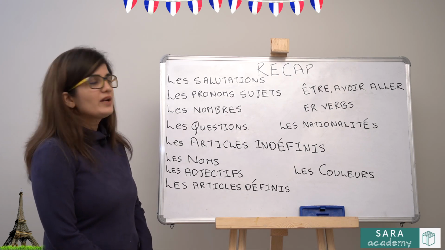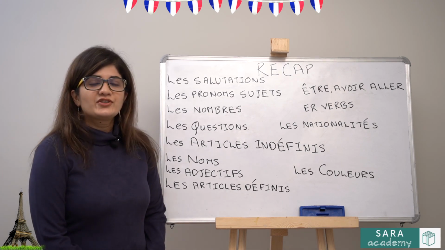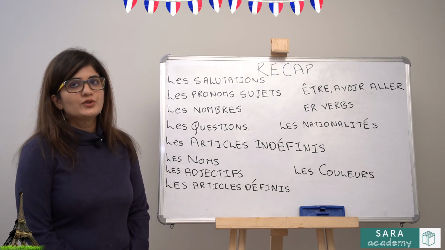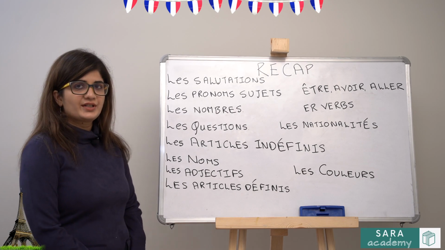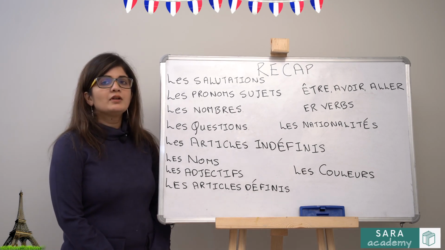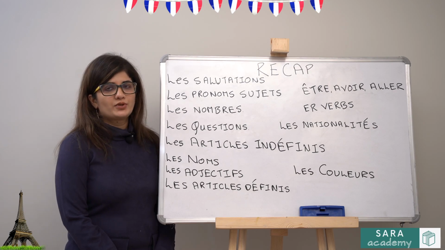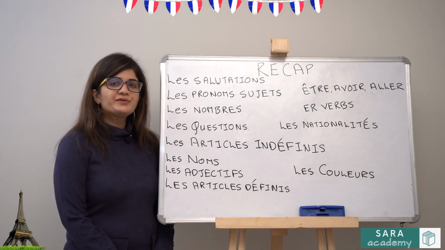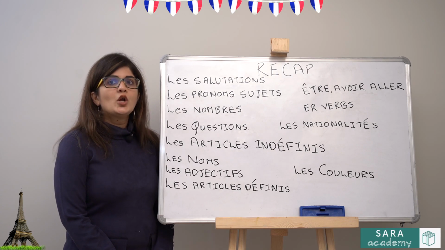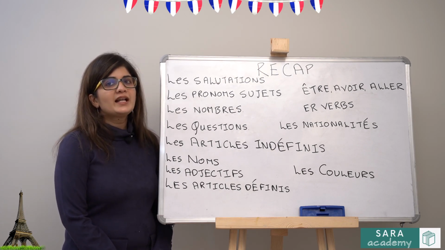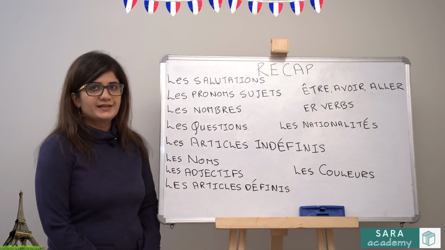Then we studied about adjectives. Adjectives in French agree with the noun in number and gender. So there are 4 forms to each adjective: masculine singular, masculine plural, feminine singular, feminine plural. So how do you make an adjective feminine to agree with the noun? You make an adjective feminine by adding an E, and you make an adjective plural by adding an S.